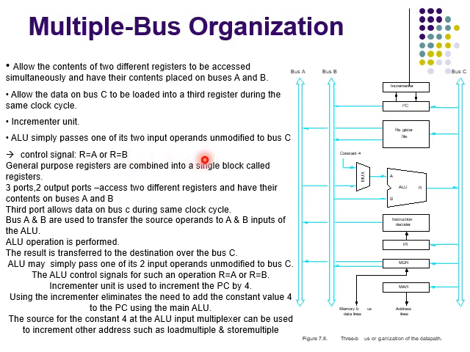A second feature in this figure is the introduction of the incrementer unit, which is used to increment the program counter by 4. Using the incrementer eliminates the need to add 4 to the program counter using the main ALU, as shown in the previous single bus architecture. The source for the constant 4 at the ALU input multiplexer is still useful. It can be used to increment other addresses, such as memory addresses in load multiple and store multiple instructions.